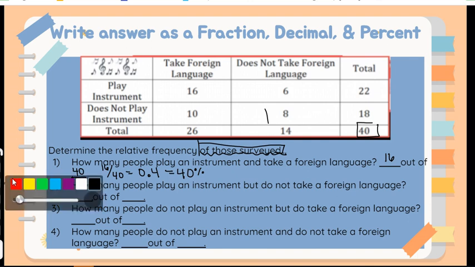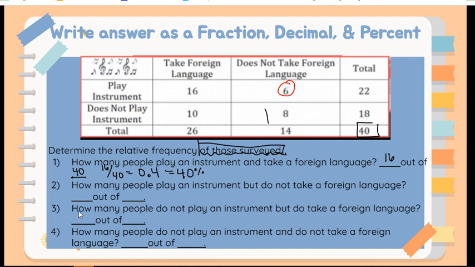Number 2. How many people play an instrument but do not take a foreign language? So play an instrument is a row. Come over to do not take a foreign language is a column, and I have 6 here. So my number is 6 out of the total surveyed, because remember that was my directions here for relative frequency for this problem. So 6 out of 40. My fraction, 6 out of 40.